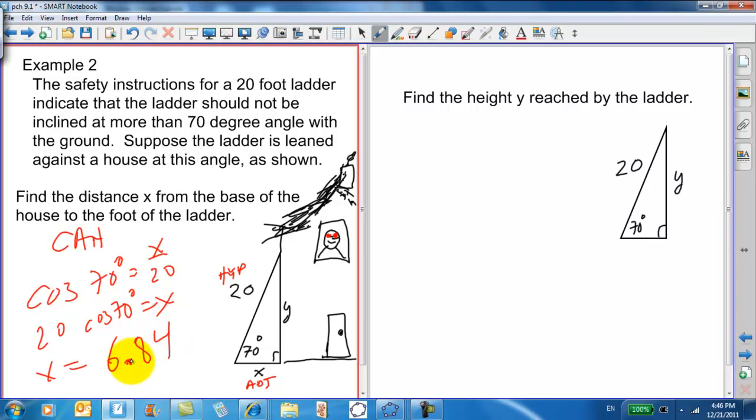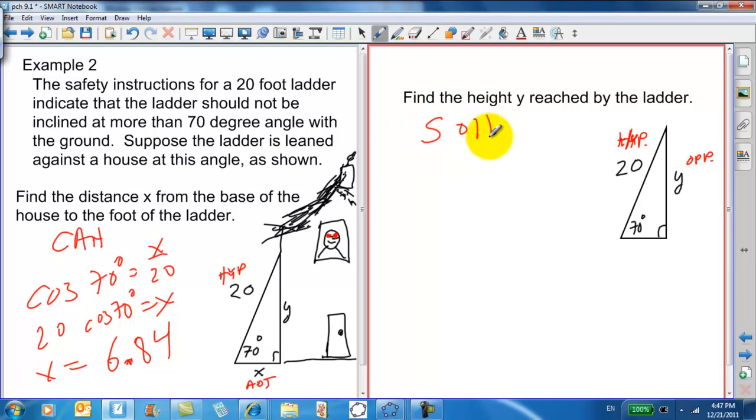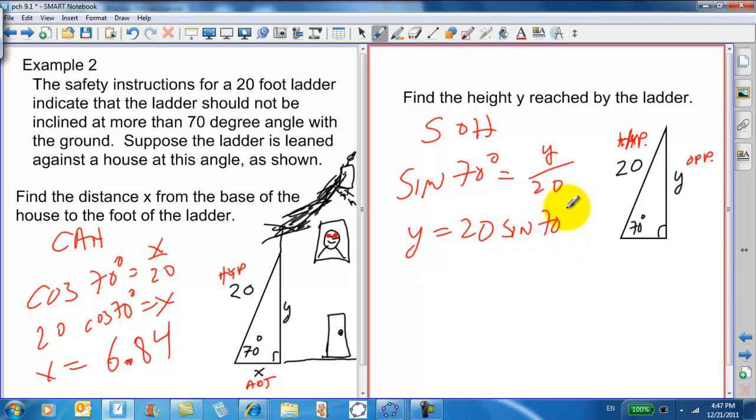Now, we could use the Pythagorean theorem to find y, but I like to maybe use the Pythagorean theorem to check. And I think it's going to actually be less calculating to just go ahead and set up the trig function for finding y here. So y is opposite, 20 is the hypotenuse. SOHCAHTOA, SOH. So the sine of 70 degrees equals the opposite side, y, over the hypotenuse 20. So y equals 20 times the sine of 70 degrees.